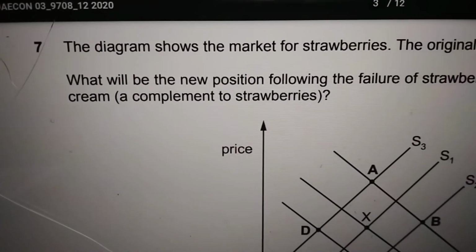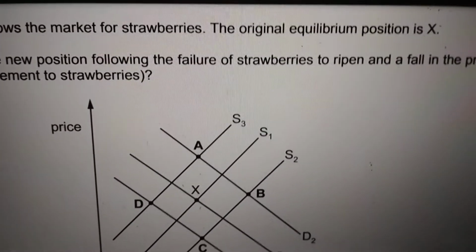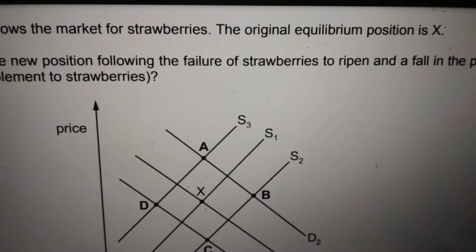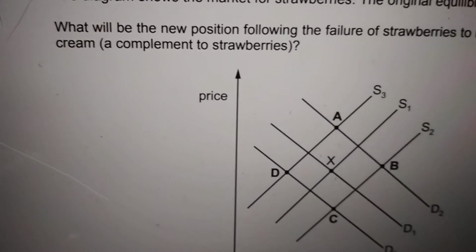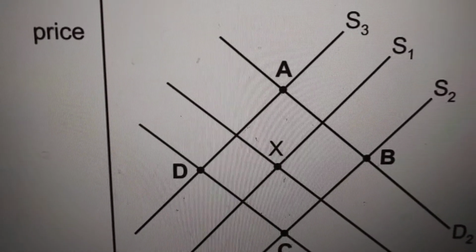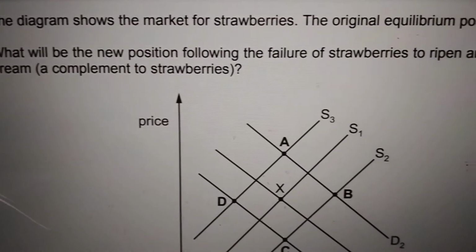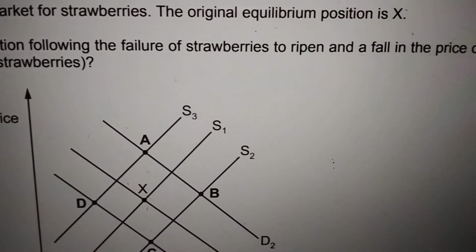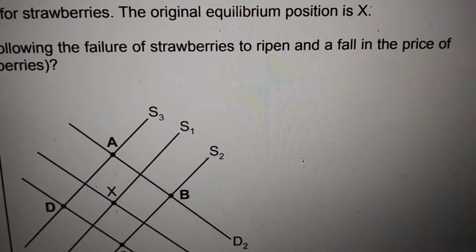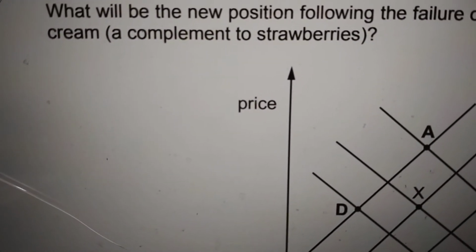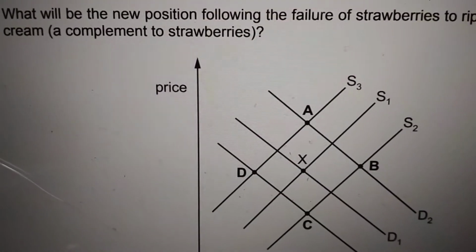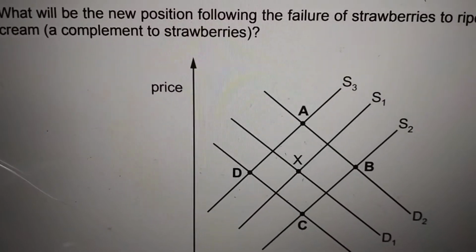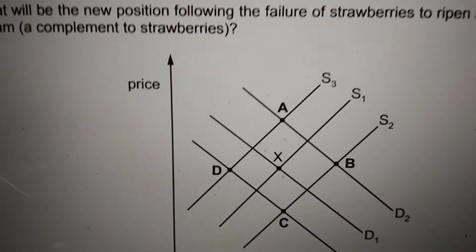Question number 7, the diagram is showing the market for strawberries. Some of the students who like strawberry, this is the question for them. The original equilibrium position is X. Where is X? Over here. And what will be the new position following the failure of strawberries to ripen? So if they are taking more time, supply will definitely decrease, and a fall in the price of the cream, a complement to strawberries. So if the price of a complement is decreasing, then the demand for the other complement will also increase as the prices are decreasing.